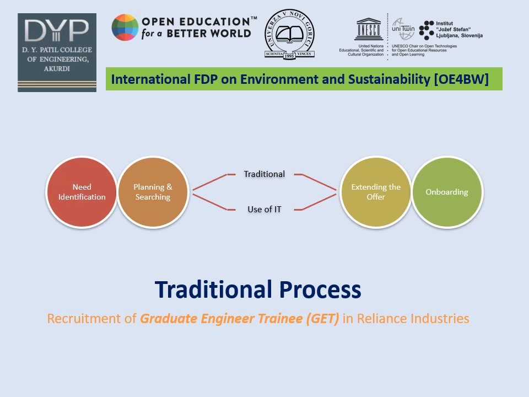As it is clear from the diagram, after need identification comes the next step, planning and searching. Two approaches can be used to do the planning: the traditional approach, and another one when we use information technology as the tool for planning. In my following slides I will talk about the traditional approach first and then the use of the IT approach, and I'll compare both approaches, do the computation on it, and we'll see which method will be best for the reduction in carbon emission.